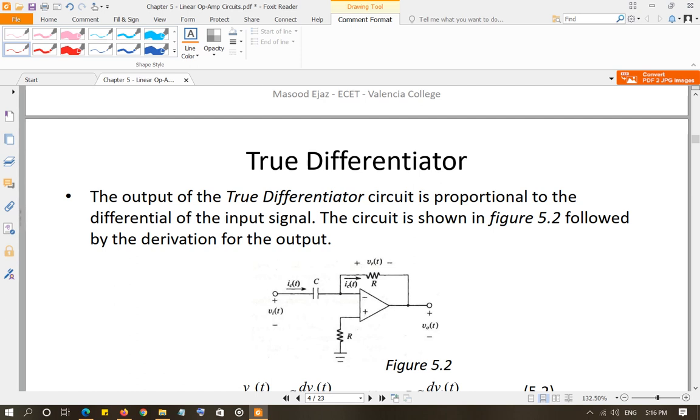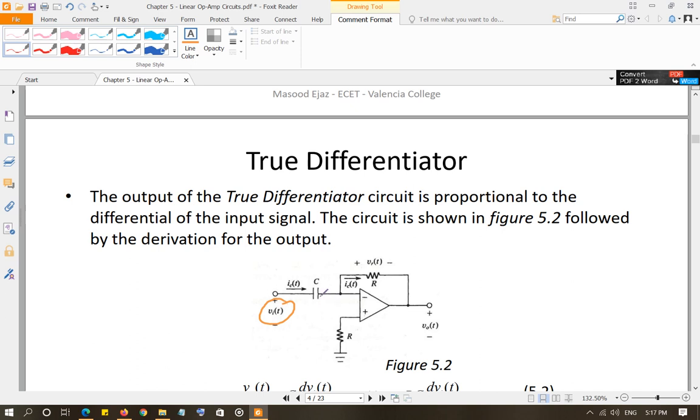So a true differentiator circuit, the concept is it is going to take the derivative of the input, and the output is going to be proportional to the derivative of the input. That is, derivative of the input times some sort of gain of the circuit. That's what a true differentiator circuit does.